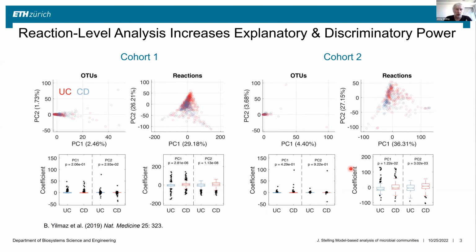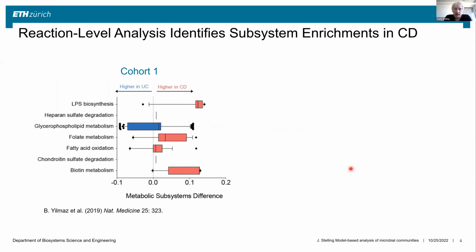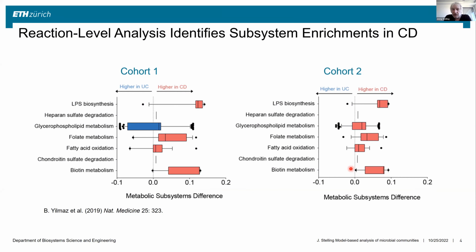With this more reaction-centric analysis, we can then ask what are the functions that are affected, and that's what we did. Looking at metabolic subsystems, you see here, again for cohort 1, that some, like LPS biosynthesis, are significantly higher, overrepresented in CD. Some others are underrepresented. The idea is that we can then use this knowledge to try to propose treatment options, seeing which subsystems discriminate between the two. Again, this was not random; we see a very similar picture for the other cohort.